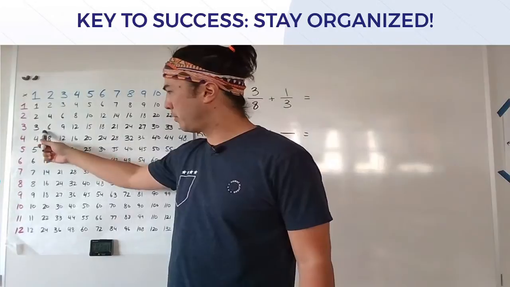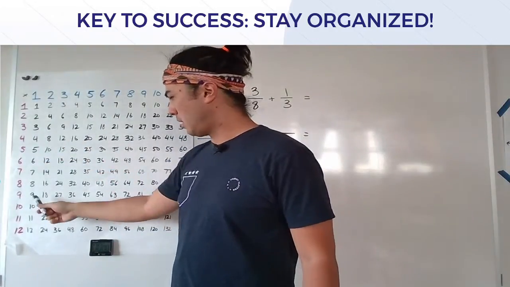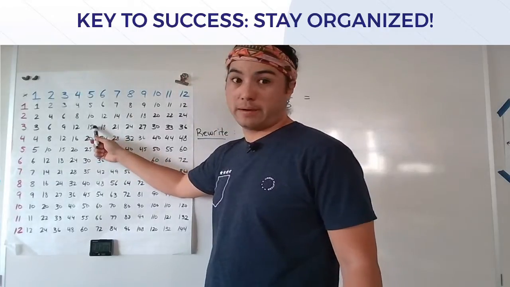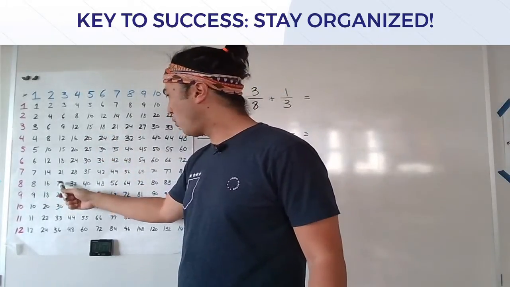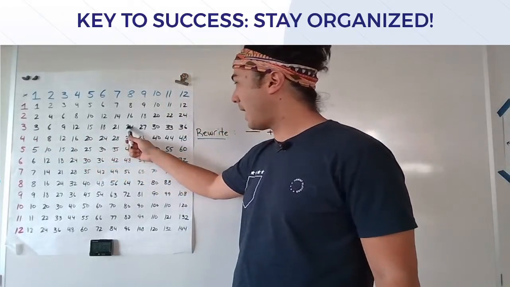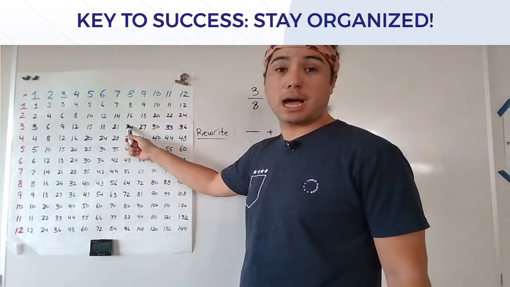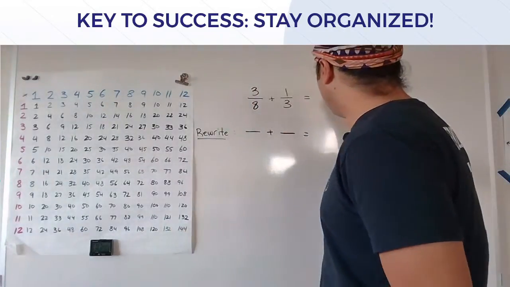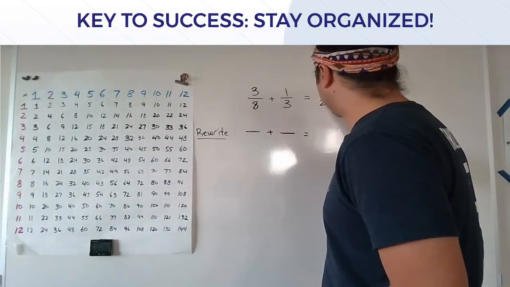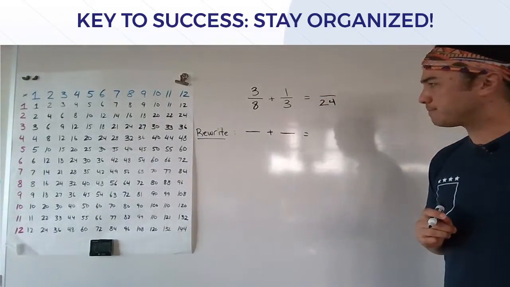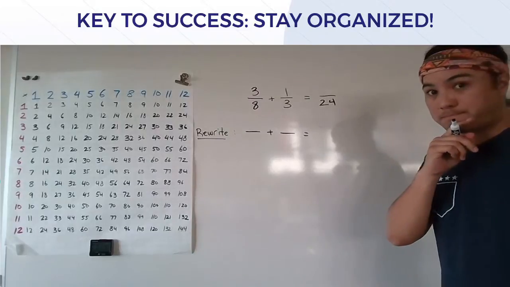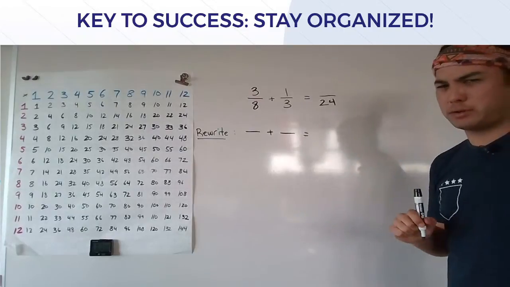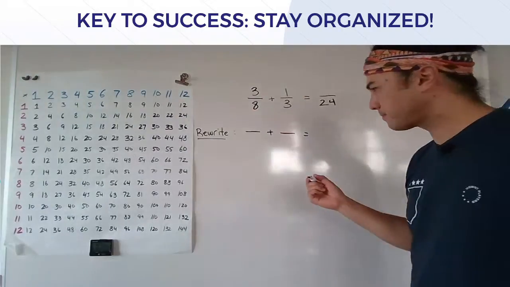Does 8 show up? No, it would be here. What about 16? Does 16 show? No, it would be there. What about 24? Does 24 show up in the 3? Aha. So there is our least common multiple of 3 and 8. Our answer is going to be in 24ths. All right, so now we need to think about how do we turn eighths into 24ths? How do we turn thirds into 24ths?